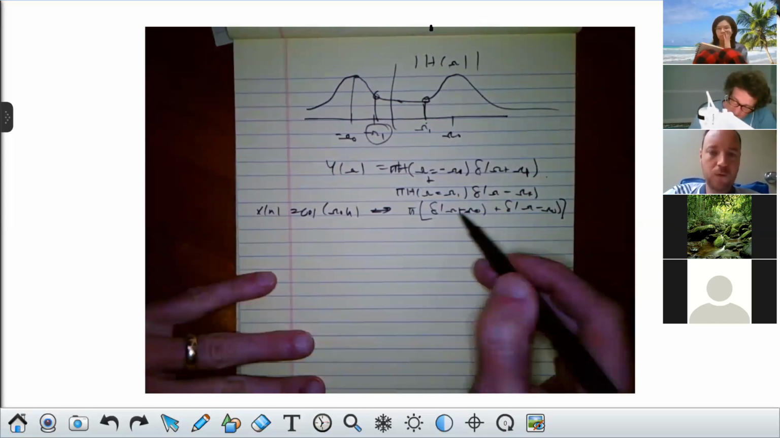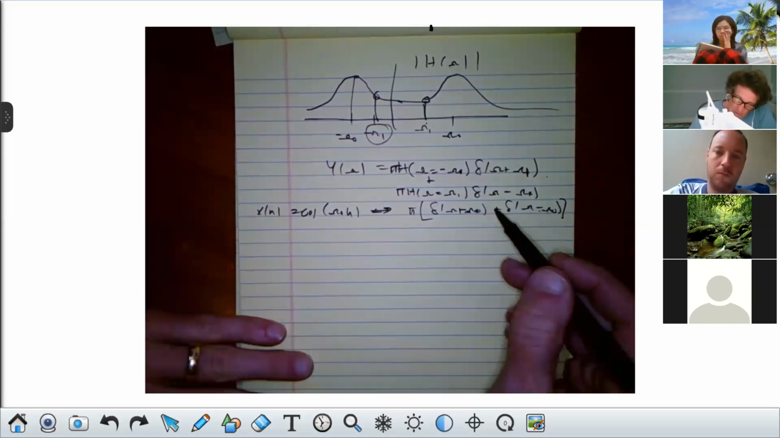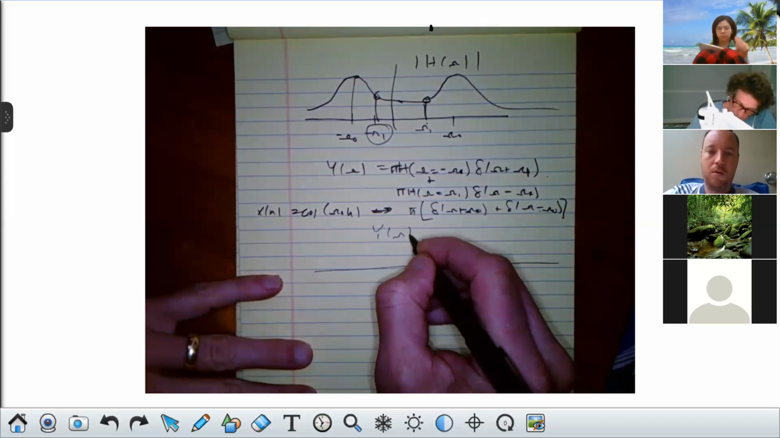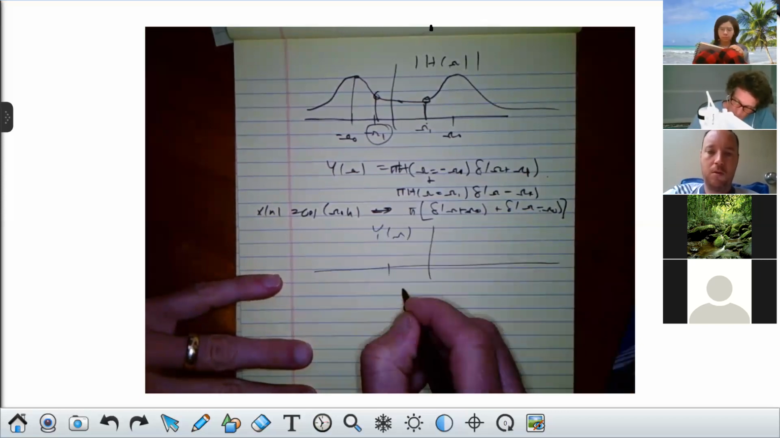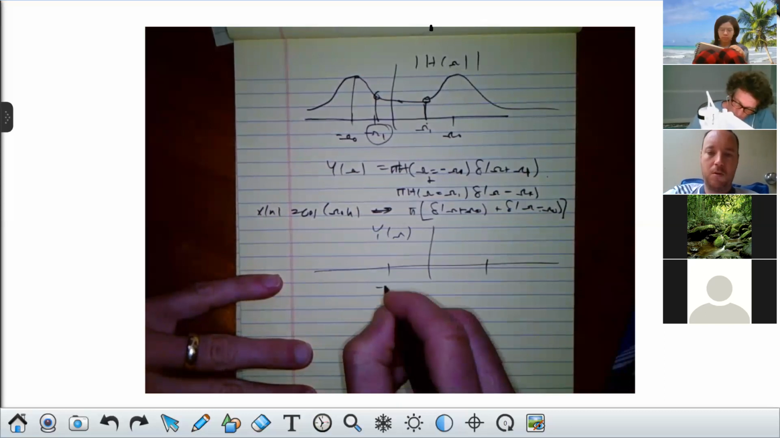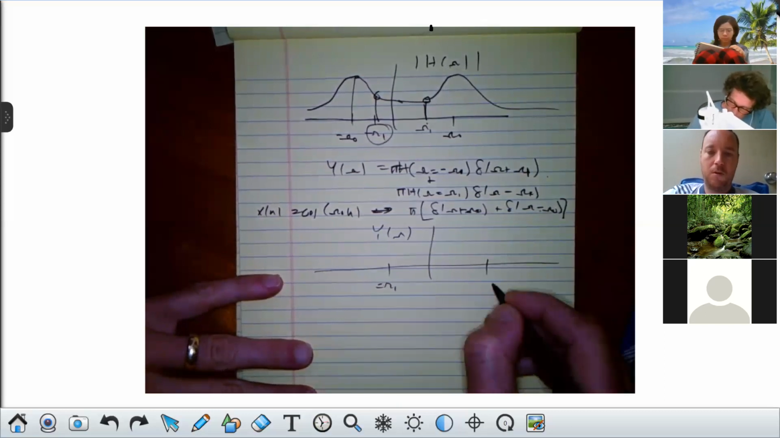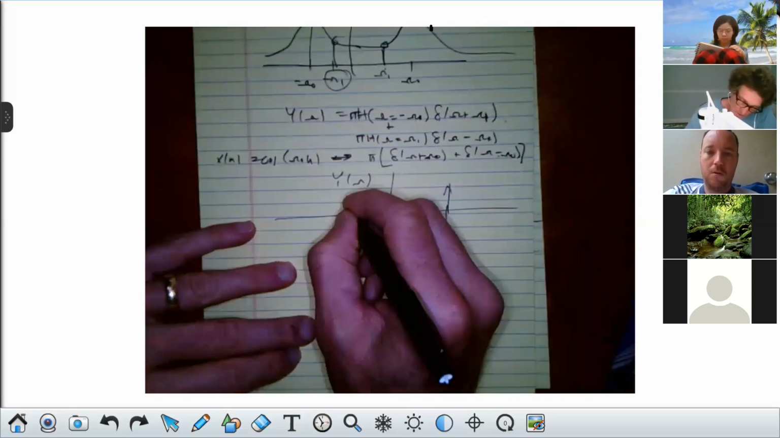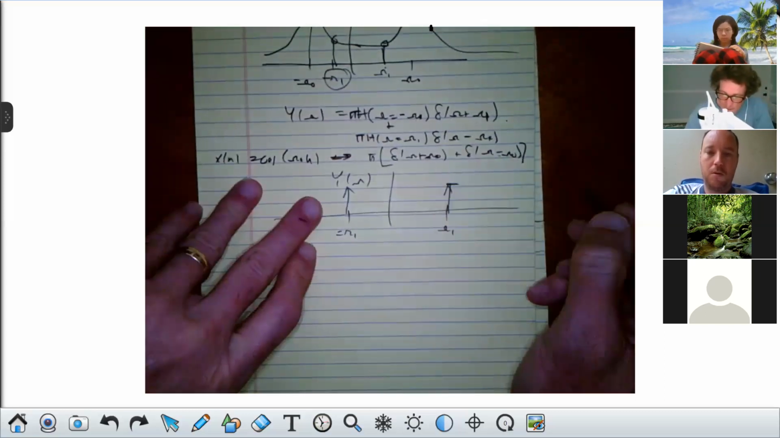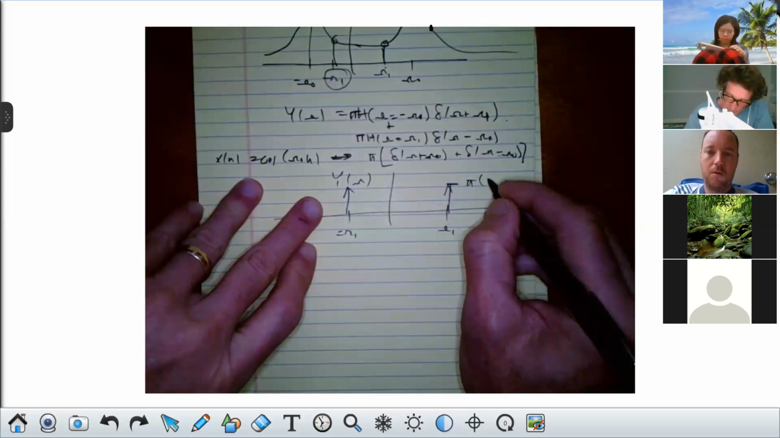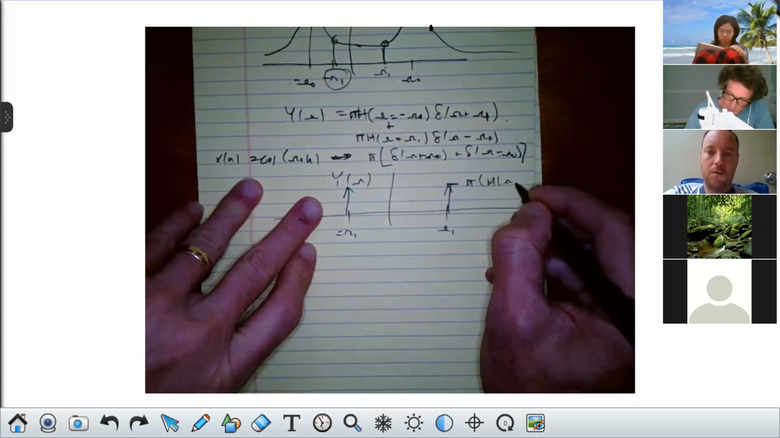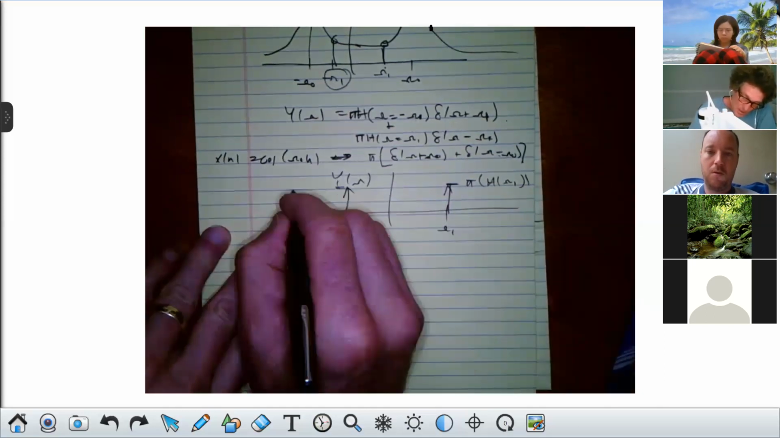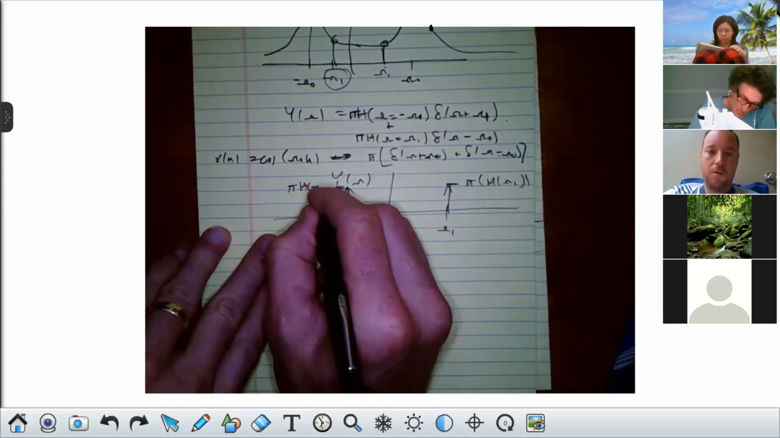Now, what does this actually look like? It's just two delta functions. The actual output Y of omega would be at minus omega 1 and plus omega 1, a delta function with the height being pi times the value of H of omega 1, and this would be pi times H of minus omega 1.